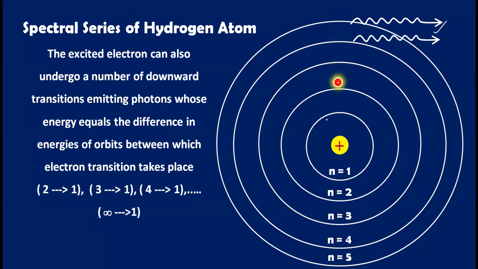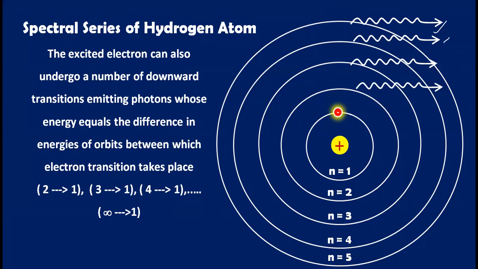The electron may also jump from the fourth orbit to the first orbit. The photon or spectral line thus emitted will have energy equal to E4 minus E1. If the electron, on the other hand, jumps from the third orbit to the first orbit, the energy of the photon, what it gives up, will be equal to E3 minus E1. Now, the electron is jumping from the second orbit to the first orbit. Again, it is emitting a photon. The energy of the photon will be equal to E2 minus E1.